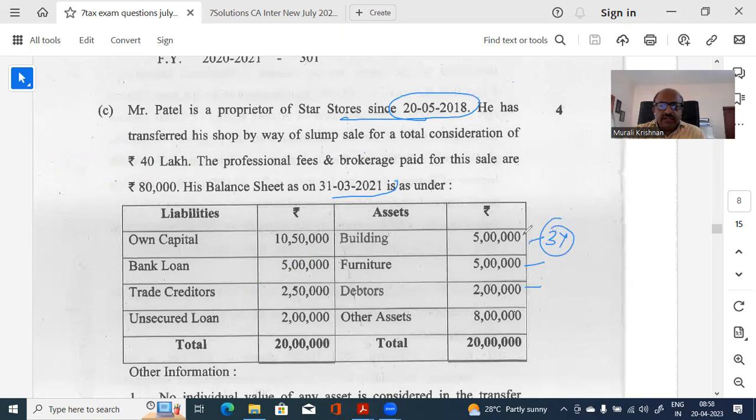The purchase date of this is not relevant. The purchase date of individual assets is not relevant for the computation of long-term or short-term capital gain. What is relevant is when he started the business, and now when he's selling, is it more than 3 years? That is what is important. So let us do the other adjustments.